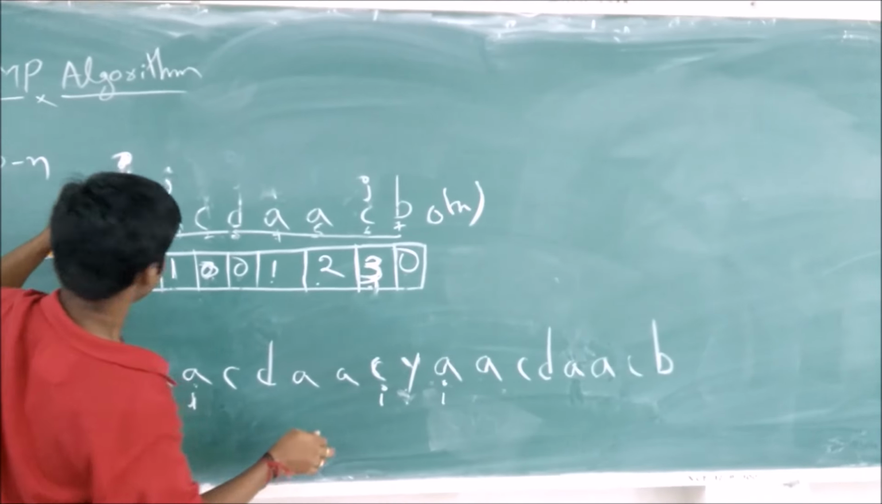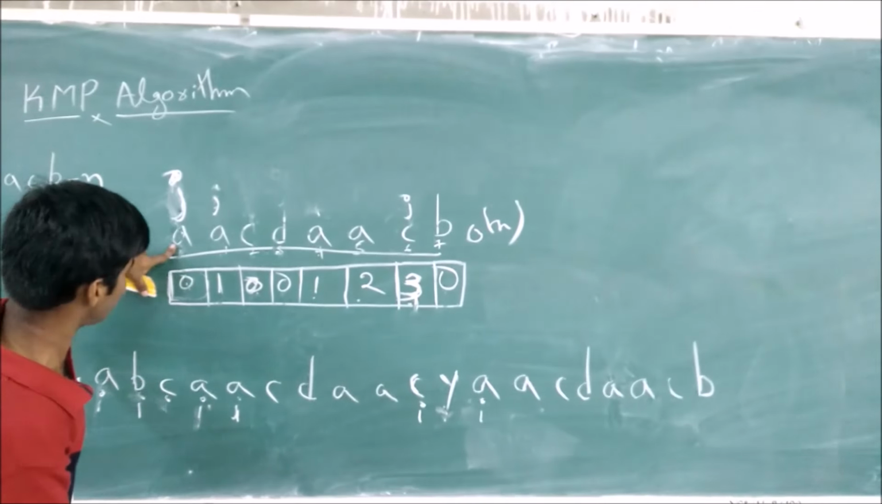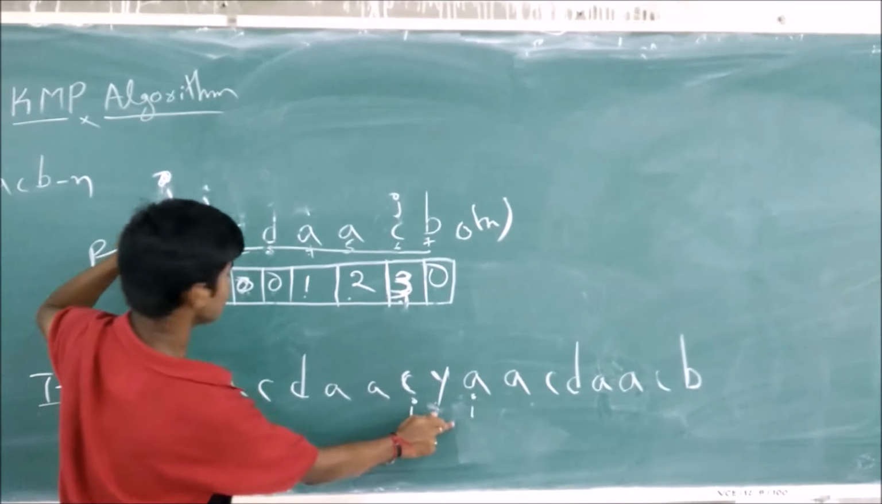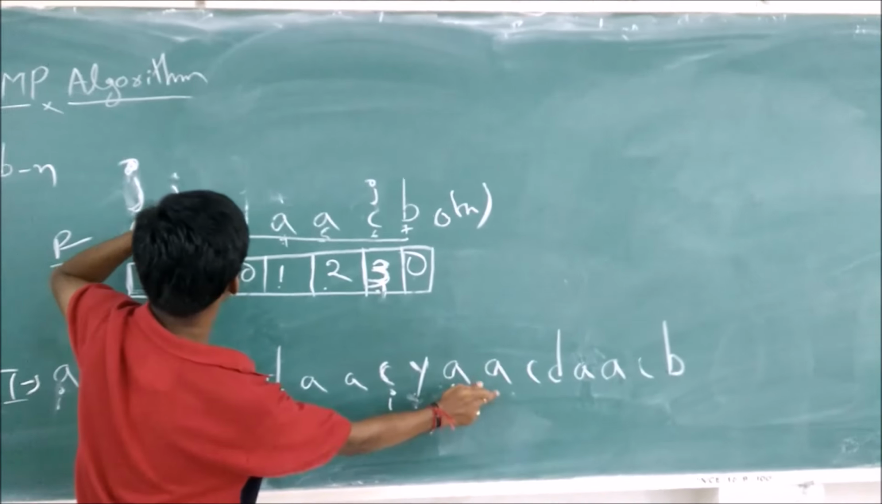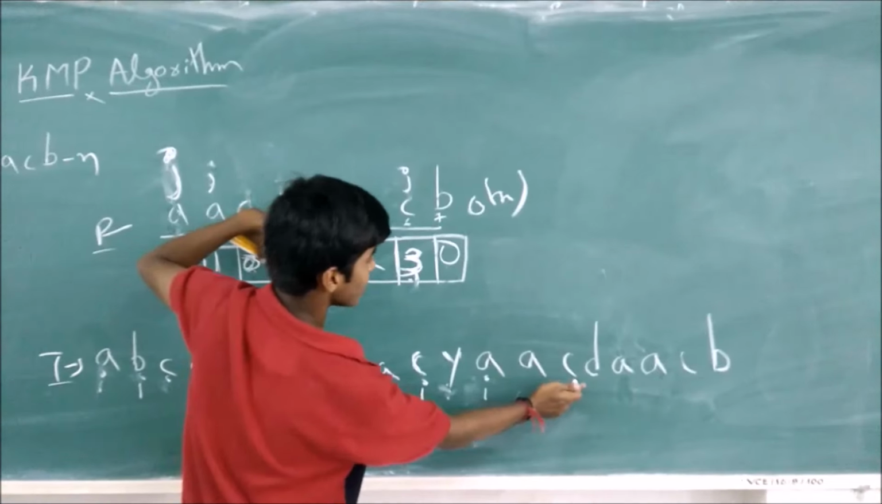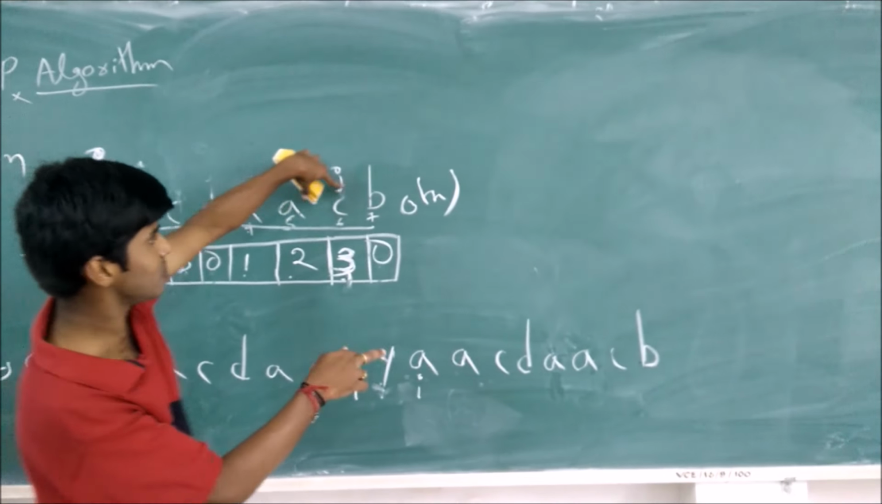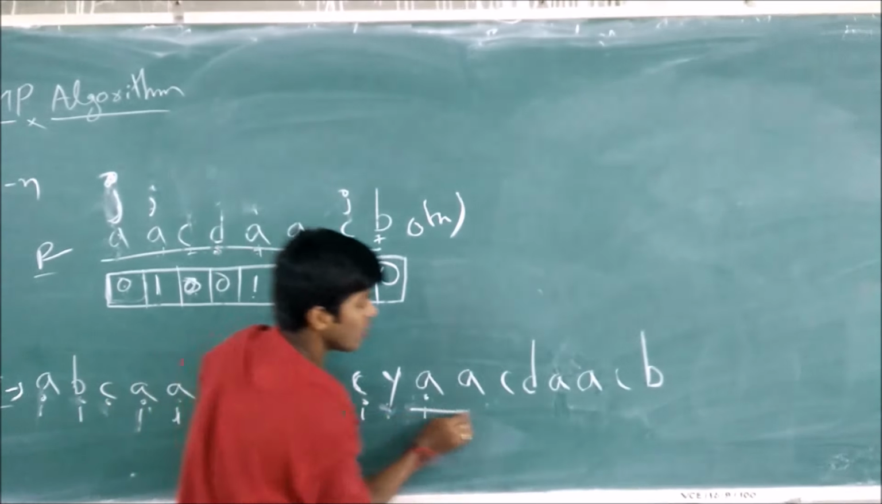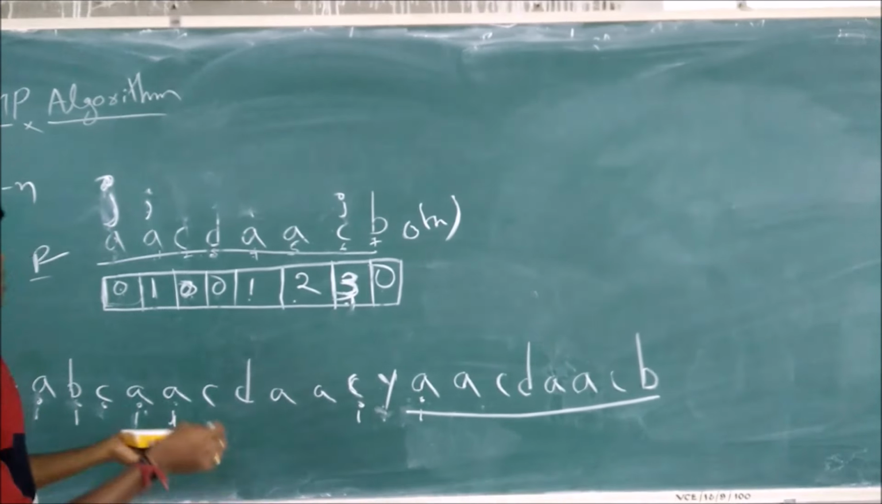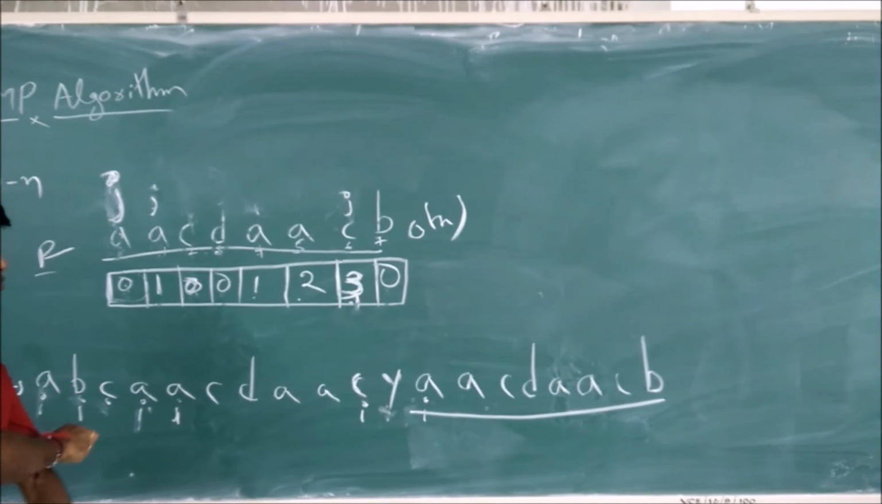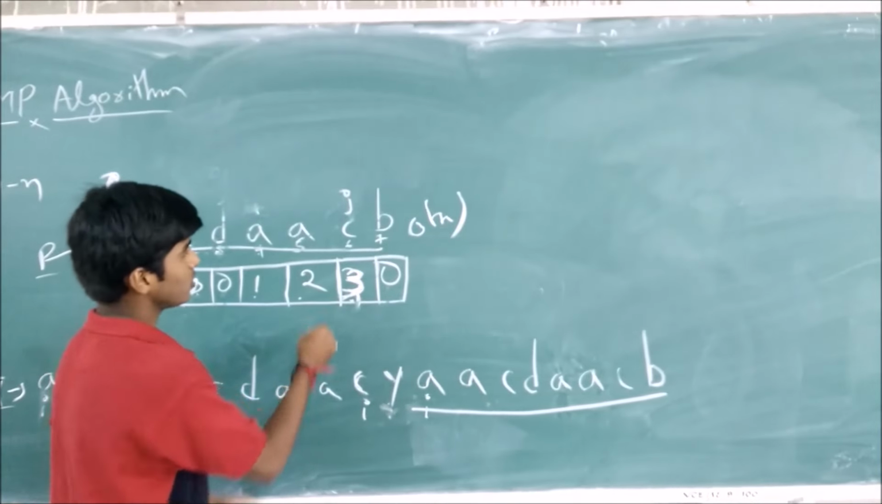Now as we try to match from here, A with A matches, and A with A matches, C with C matches, D with D matches, A with A matches, A with A matches, and again C with C matches, and B with B matches. Now here we can find the pattern. In this way, we shift our j values.